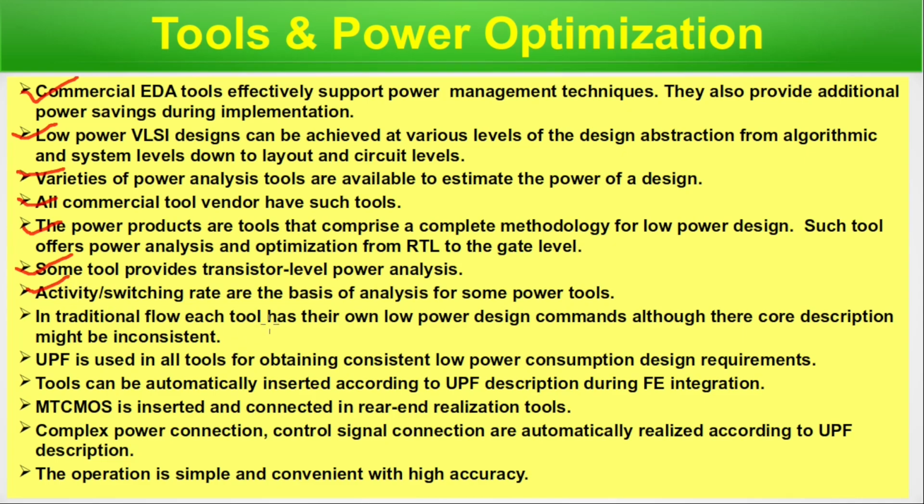In the traditional flow, each tool has its own low power design commands, although their code descriptions might be inconsistent, based on which philosophy or how described. And even in many companies or design houses, multiple tools from multiple vendors are used for different steps. Not always does a single vendor give front-end tools and back-end tools. Sometimes the front-end tool is procured from one vendor and back-end tools from another vendor, depending on design requirements and preferences. Code description might not be consistent throughout the flow.